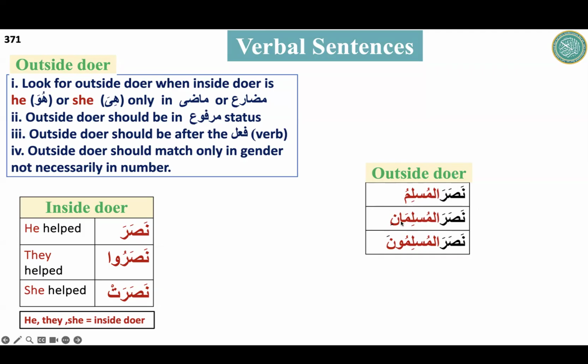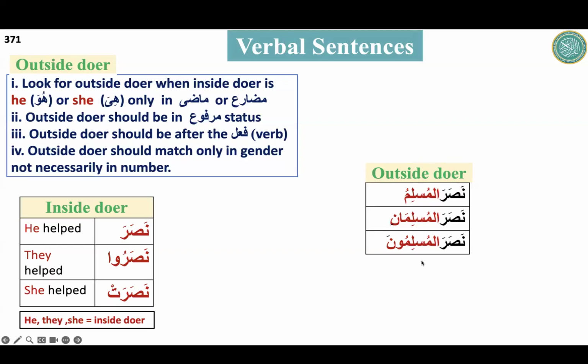If it is Nasar al-Muslimaini, the inside doer is he. The outside doer would have to be in the Rafa status, but Muslimaini is not in the Rafa status, so it is not an outside doer. We have to start as Brother Kabir explained here: he helped two Muslims. Did you understand, Tanjeen? I understand. Okay, thank you very much.